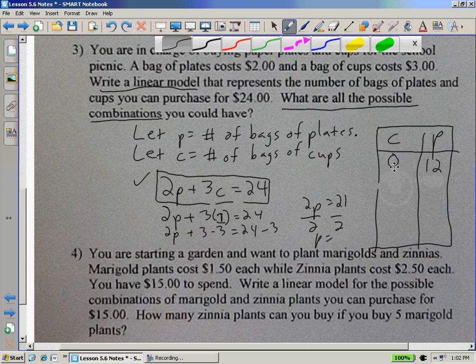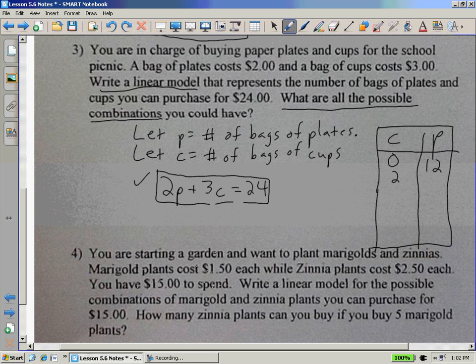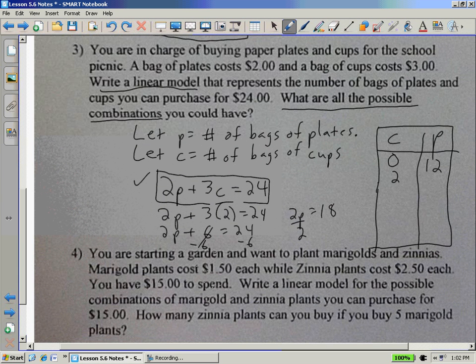Let's try 2. Again, this is just a little bit of trial and error here. We're plugging them in and trying to see if we can get an exact number. So let's plug in 2 bags of cups. 2P plus 6 equals 24. Subtract 6. Get 2P equals 18. Divide by 2. And P equals 9. So if I buy 2 bags of cups, I can have 9 bags of plates.